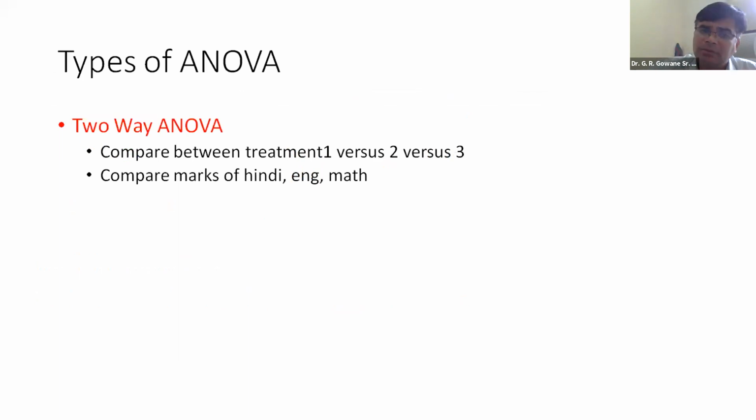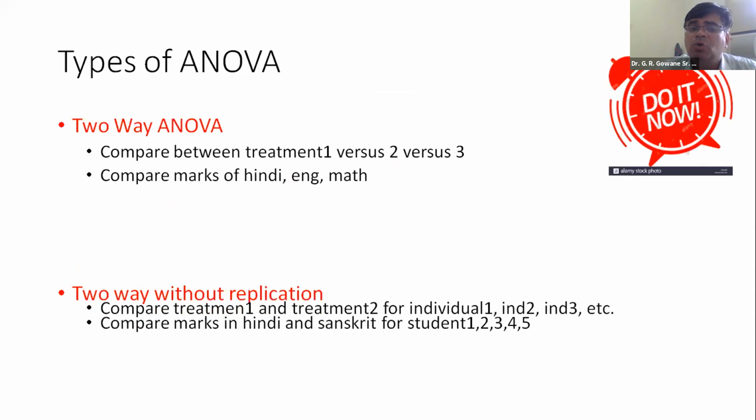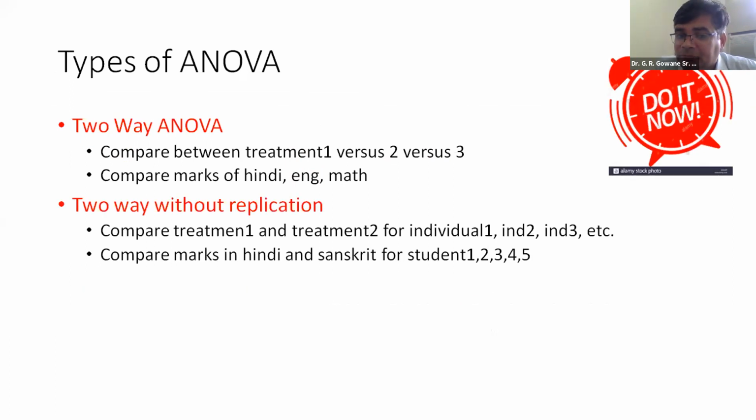Okay, now there are different types of ANOVA basically. One is the two-way ANOVA. Okay. Now, two-way ANOVA compares between treatment 1 versus treatment 2 versus treatment 3. Now, what is the example? If I want to compare marks of students for 3 different subjects like Hindi versus English versus Maths, okay? I can also have two-way without replication, okay? Like, I can compare treatment 1 and treatment 2 for individual 1, individual 2 and individual 3, okay?